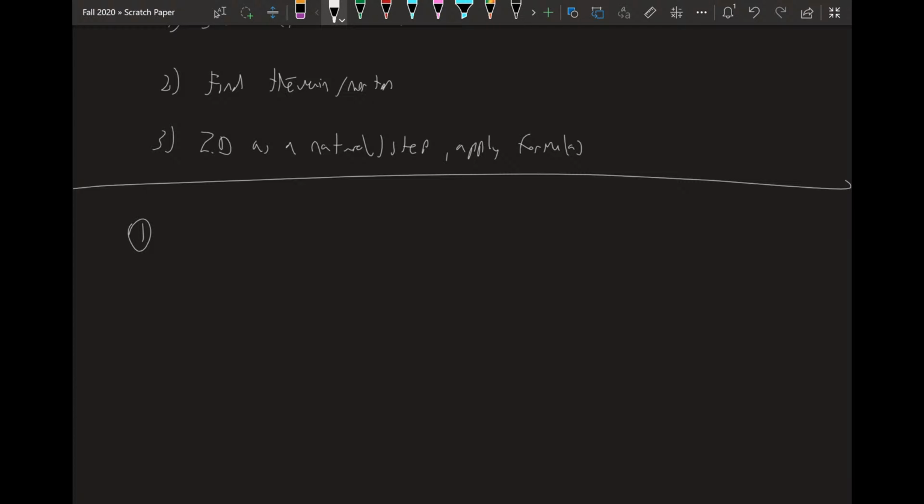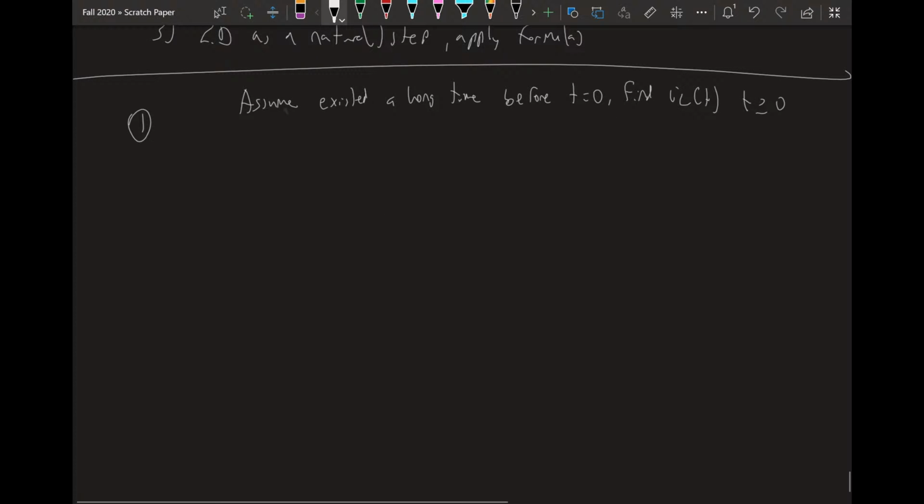Example 1. Assume the circuit existed a long time before t equals 0. Find the current through the inductor as a function of time for t greater than or equal to 0.